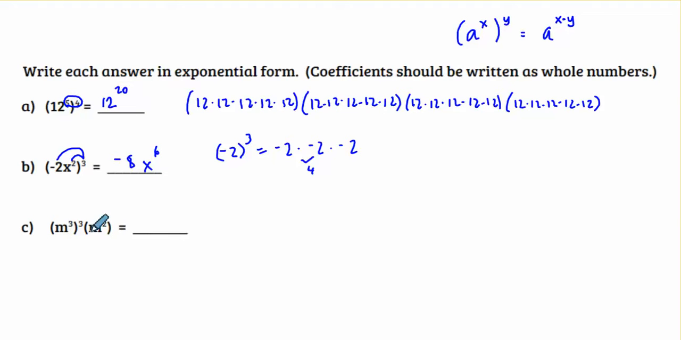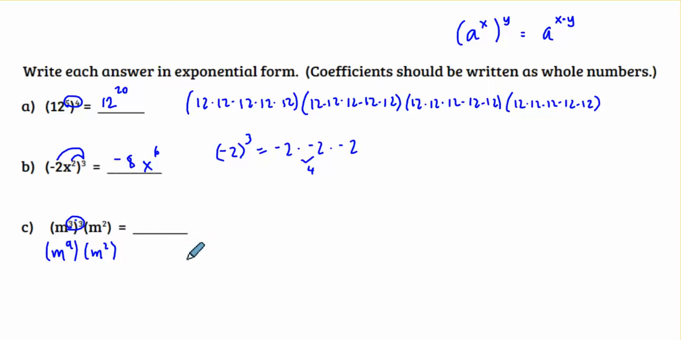Okay, last one, we've got actually a couple different things going on. We have a power of a power, and then we're multiplying that by this m squared. So let's deal with this first. M to the third raised to the third power, that's when I multiply. So I will get m to the ninth. And now my last step is to multiply that by m to the second.